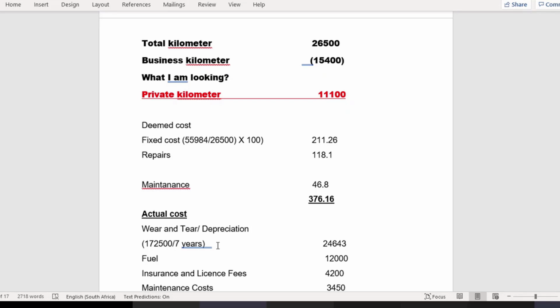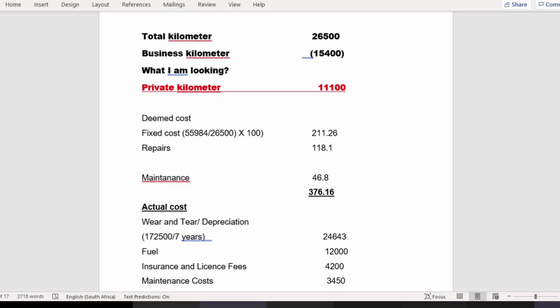So the tricky part is the fixed cost only. For the fixed cost, you look at the line that matches the cost of the car on your table, then you divide that by the total kilometers traveled and multiply by 100. The repairs and maintenance are always given; you just copy and paste. Does that make sense?